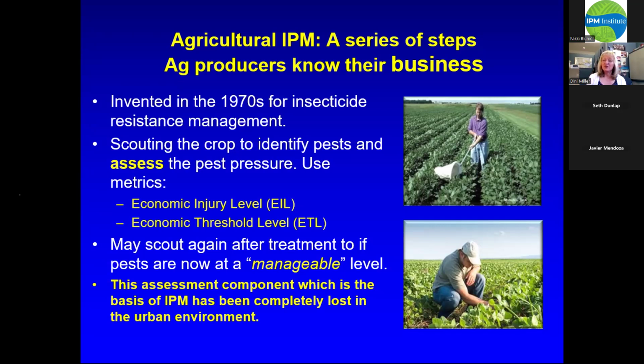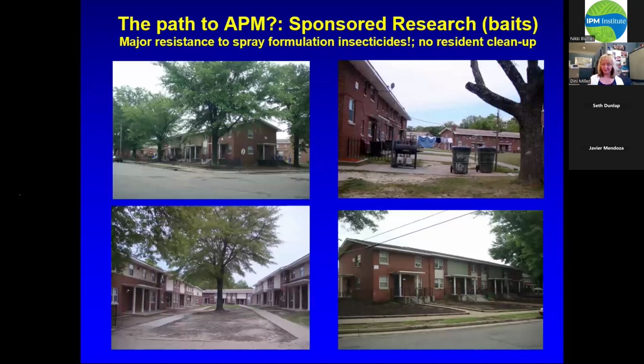One thing I also have to say is that this assessment component, which is the basis of IPM in agriculture, seems to have been completely lost in the urban environment. Nobody requires that they have any assessment. So what led me down this path to assessment-based pest management?